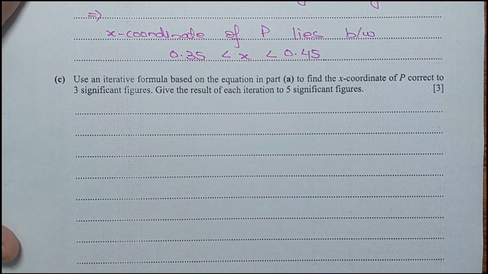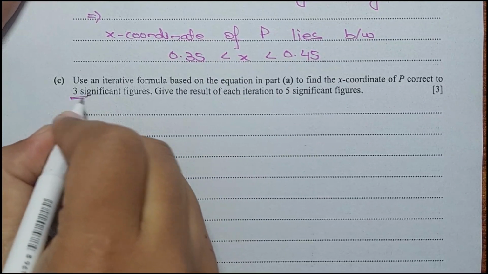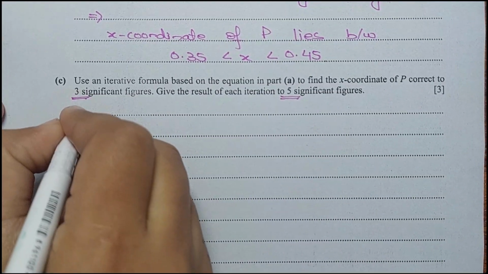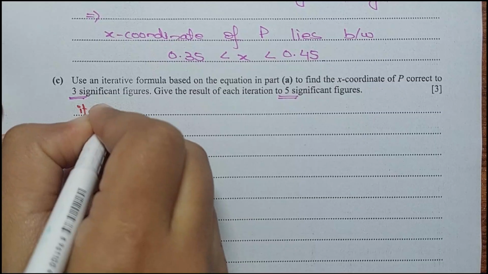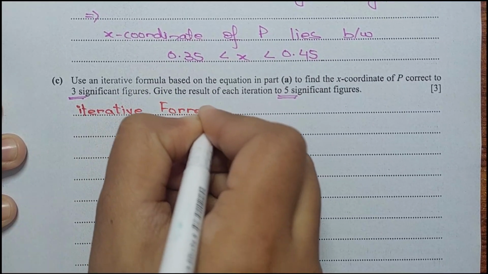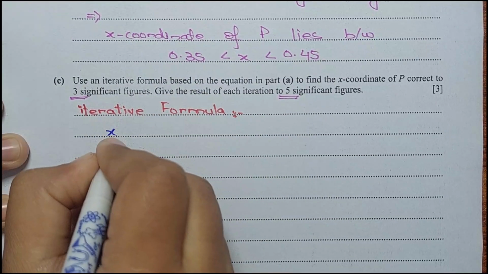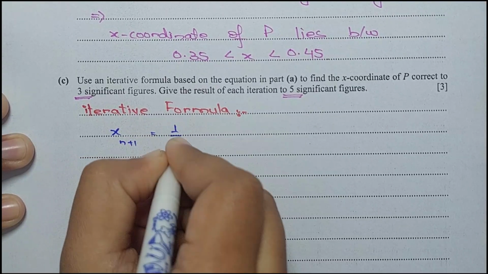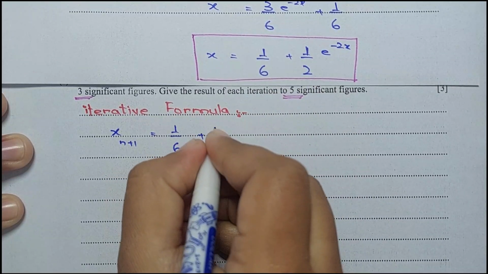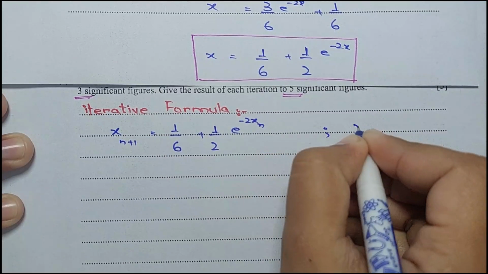Now for part C, use an iterative formula based on the equation in part A. Find the x-coordinate of P correct to 3 significant figures. Give the result of each iteration correct to 5 significant figures. The first step is to make the iterative formula. For the iterative formula, we need the initial guess as well, right? So the iterative formula is x subscript n plus 1 equals 1 over 6 plus 1 over 2 e to the power minus 2 x n, and the initial guess x naught.